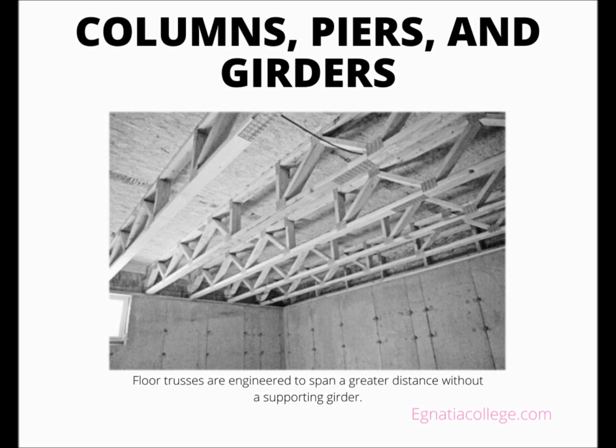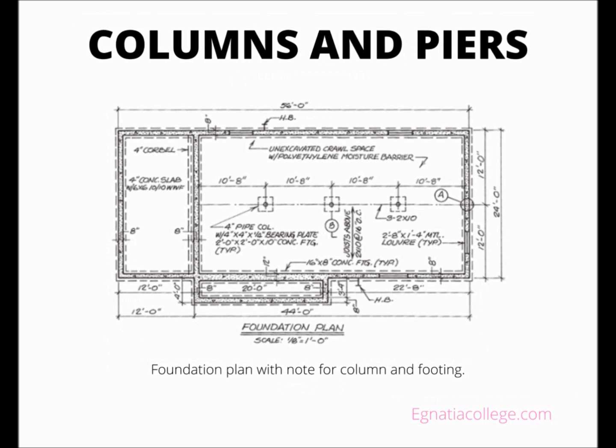An exception to the above system of girders and columns might be when the floor is framed with floor trusses. Floor trusses can often span a much greater distance without a supporting girder than can solid wood joists or I-joists.